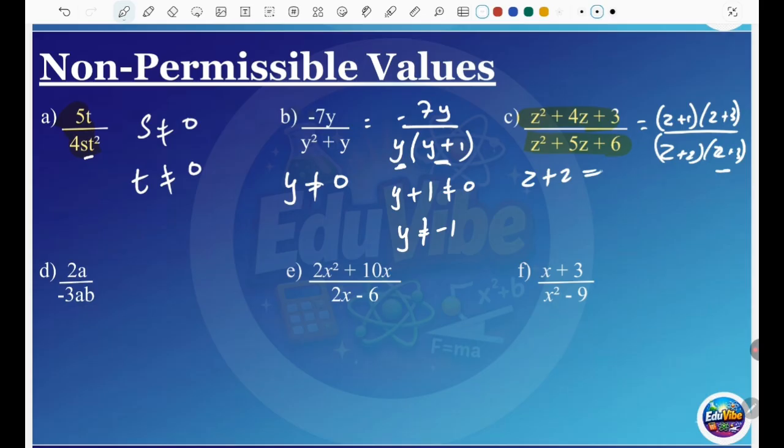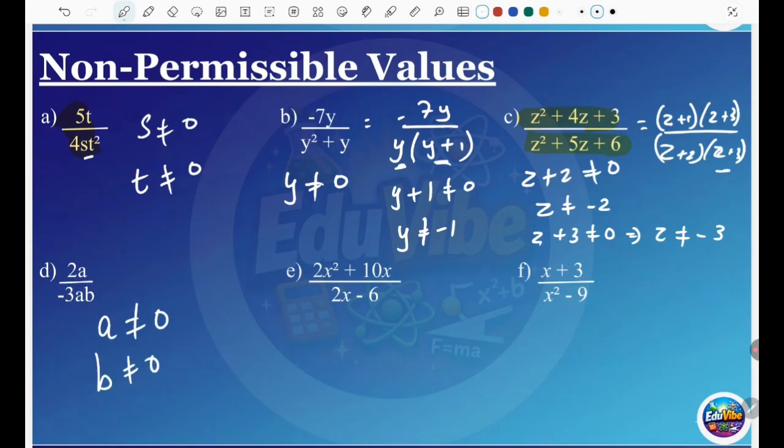So we have to do both restrictions, both MPVs. So z plus 2 is not equal to 0, which means z is not equal to minus 2. And also z plus 3 is not equal to 0, which means z is not equal to minus 3. Those are the two restrictions we have. Again, a is not equal to 0, b is not equal to 0. Keep in mind that anything in the denominator cannot equal 0.